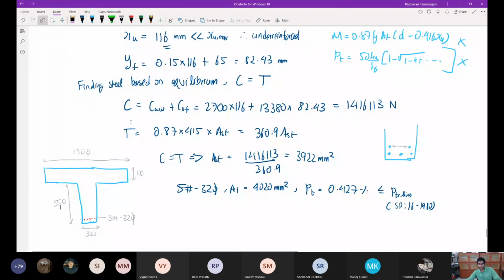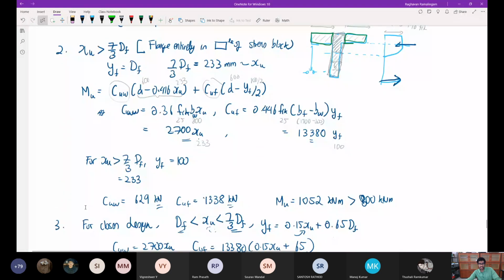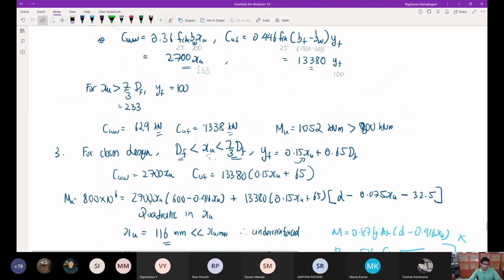Finding the area of steel, you do not use this formula because it's not a full rectangle. So the other option is to equate C and T to get the area of steel. And remember, the moment equation for the second and third options is composed of one part for the moment resisted by the web and another part for the moment resisted by the remaining part of the flange. Okay, so these are the meanings of this.